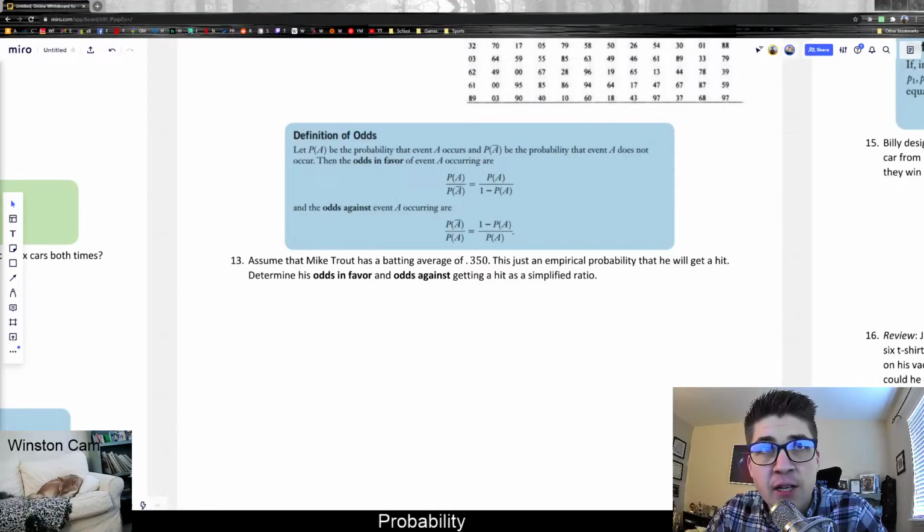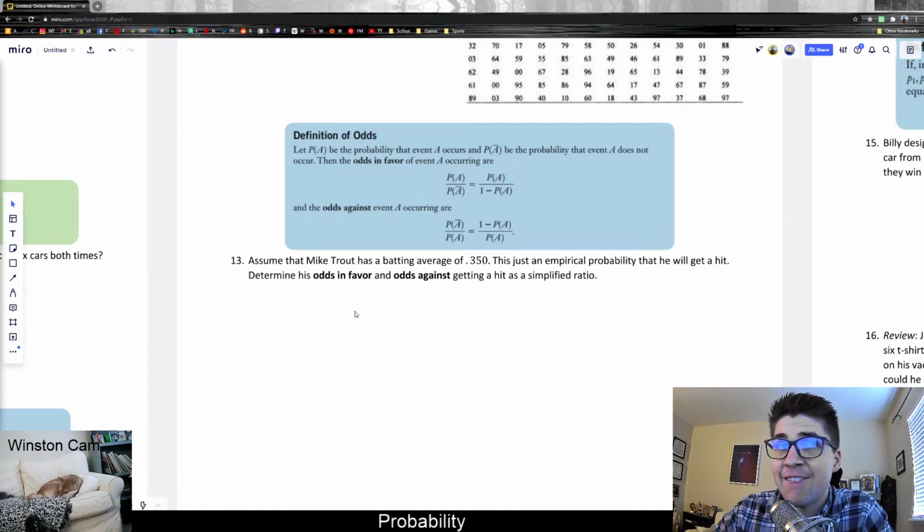Mathematical odds are defined to be the probability that an event occurs divided by the probability that the event does not occur. Usually expressed as a ratio such as 4 to 1, 3 to 1, 1 to 2, commonly used in sports and lots of other areas as well. Let's look at a couple examples.